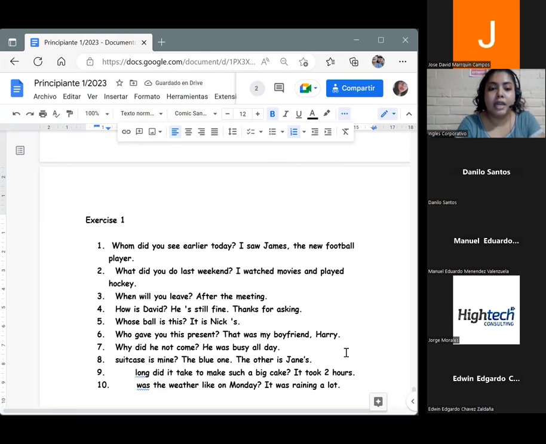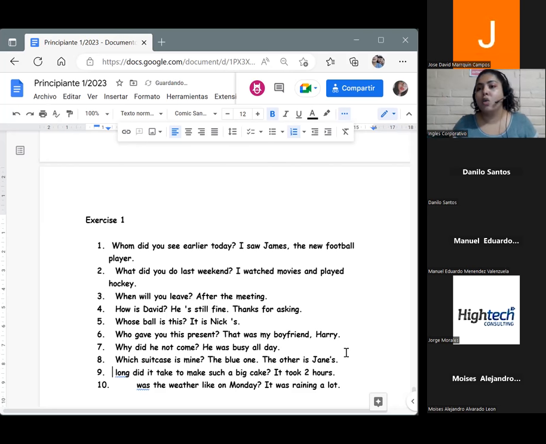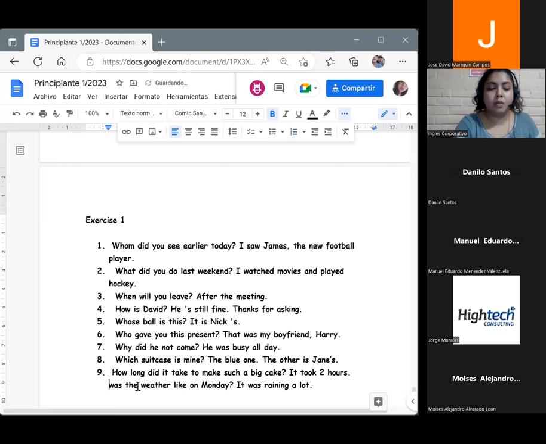Si aquí nos dice que la mía es la azul y que la otra es de James, ¿qué estamos preguntando? ¿O cuál palabra estamos utilizando? Which, ¿cuál de esas maletas es la mía? La azul es la mía y la otra es de James. Very good. Next one. Long did it take? Está preguntando por el tiempo. ¿Por cuánto tiempo más o menos? How long did it take? Good. How long did it take to make such a big cake? And the last one, what was the weather like on Monday? Nos pregunta del clima, pero ¿qué nos pregunta del clima?